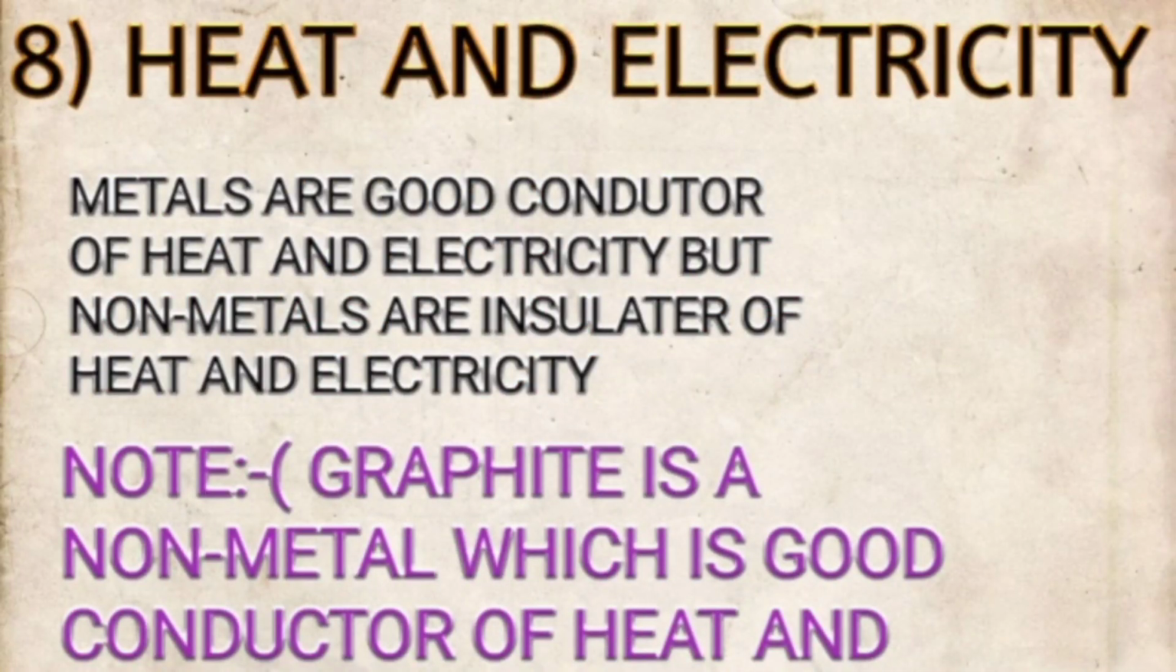The eighth is heat and electricity. Metals are good conductors of electricity and heat, but non-metals are bad conductors. They are insulators of heat and electricity, except graphite. Graphite is a good conductor of electricity and heat.